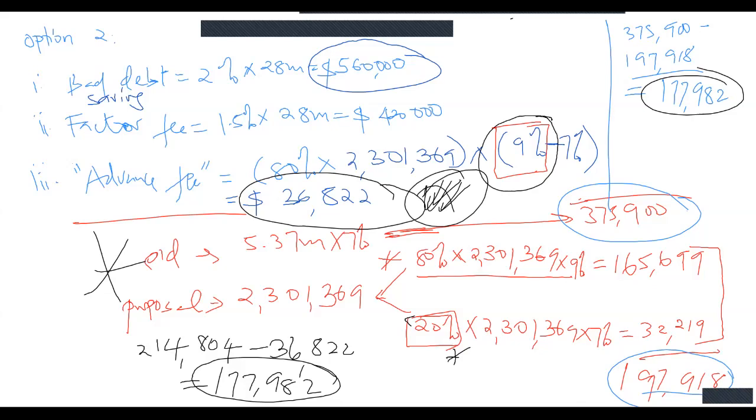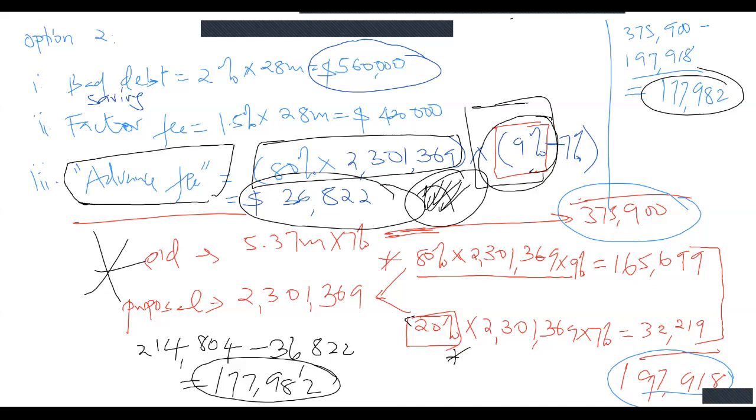Because don't forget, in option 1 we didn't have to pay this advance fee. Advance fee simply is a finance cost, by the way. The factor is giving you 80% of 2.3 million, charging you 9%. So you're paying a fee. So you're simply comparing what fee you used to pay before. That's where we subtract 9%. Or, put another way, this is the fee you'll be paying to the factor for getting the money. You're charging 9%, so you're paying a fee for sure. Only that now the savings are more than the fee you're paying. Okay, I hope it's clear.